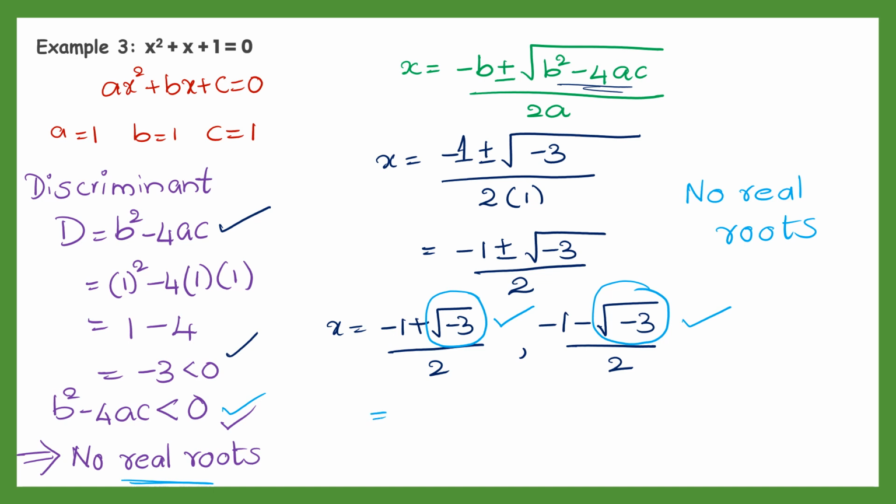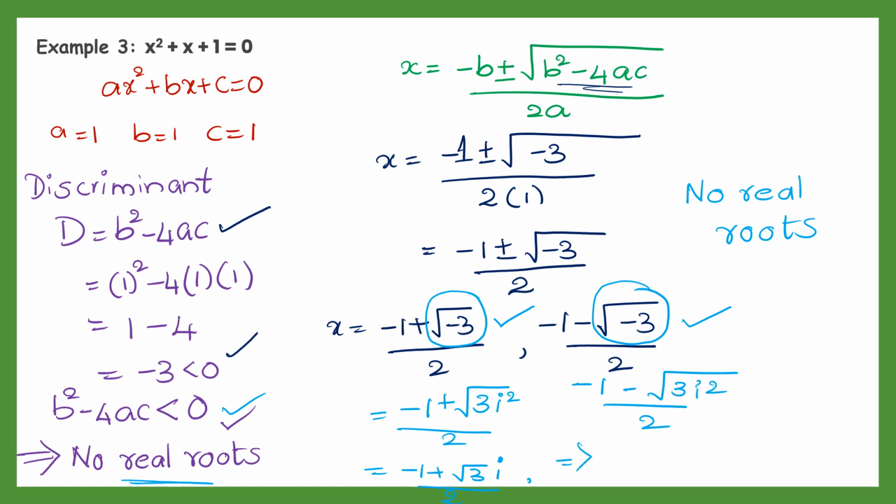What is this root of minus 3? Minus 3 is 3 into minus 1. Minus 1 is i square. That is, you will get an imaginary number. Minus 1 plus root 3 i square, root of i square is i, by 2. So this also, minus 1 minus root of minus 3, means root 3 i square, by 2. That is equal to minus 1 minus root 3 i square, root is i. So you will get the roots as minus 1 plus root 3i by 2, and minus 1 minus root 3i by 2. Here the value of i square is minus 1.